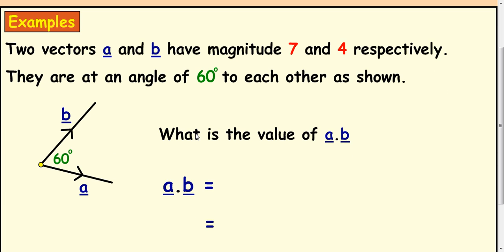So let's look at some examples. Two vectors a and b have magnitudes 7 and 4 respectively. They are at an angle of 60 degrees to each other as shown. What's the value of a dot b?